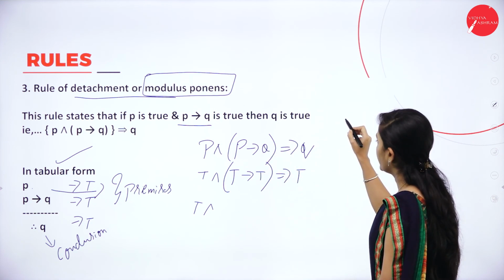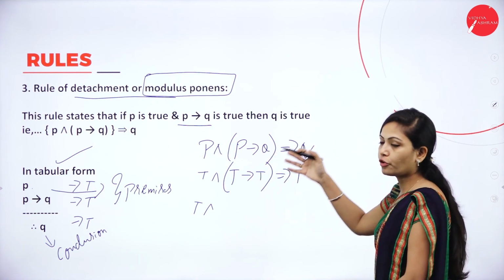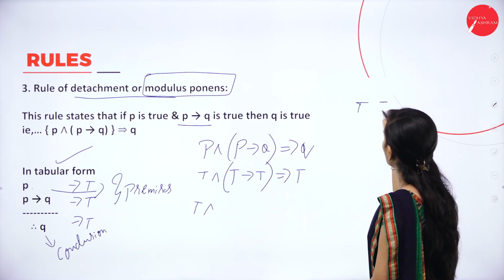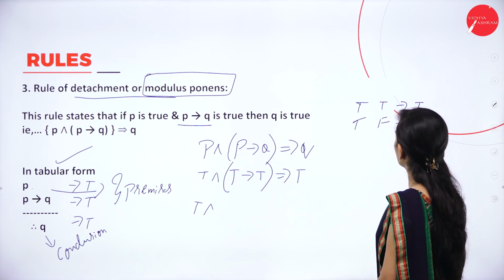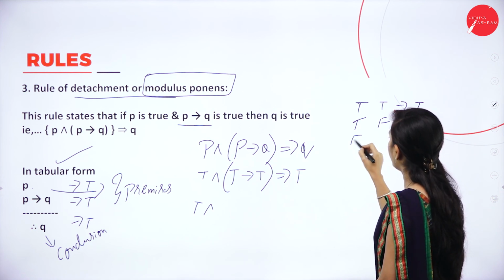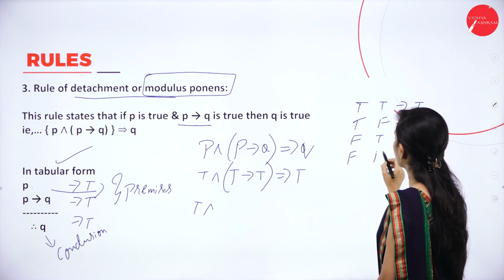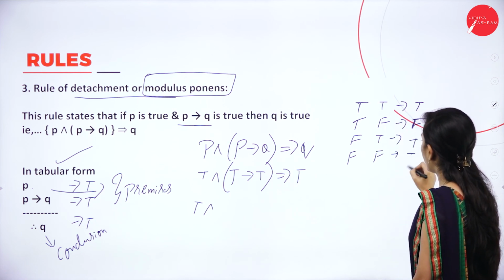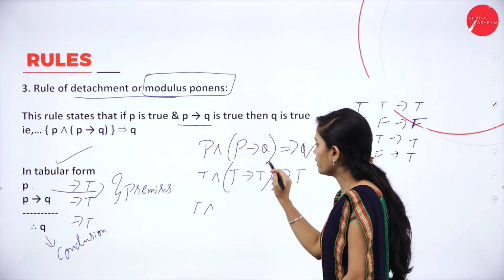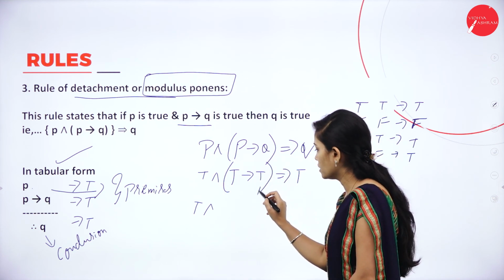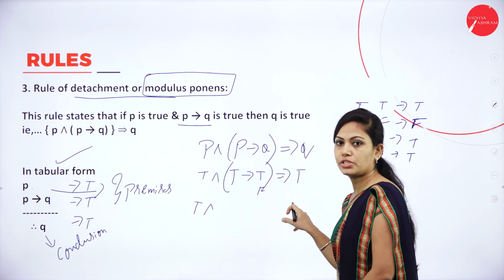Otherwise, in implication, what is the truth table for implication? True, true is true. True, false is false, false, true is true, and false, false is true. If you are giving Q is false, what will happen? If you are giving Q is false, you will get a false condition here.